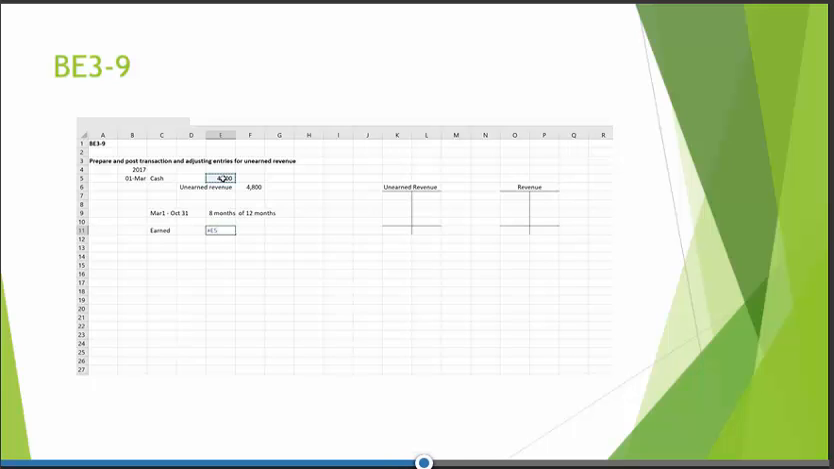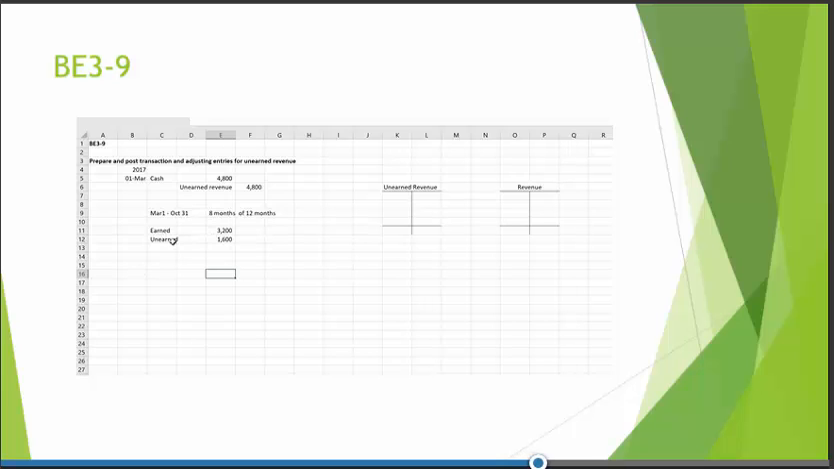So the full policy is $4,800. We divide that by 12 months, and then we multiply by 8 months to figure out that we've earned $3,200 of the insurance policy. We've covered 8 months, or 8/12. The unearned portion remaining is $4,800 times 4 months, or 12 minus 8, which is 4. So what's left is 4 months. So if we add those up to double check, 3,200 plus 1,600 is 4,800. So we've allocated them all.